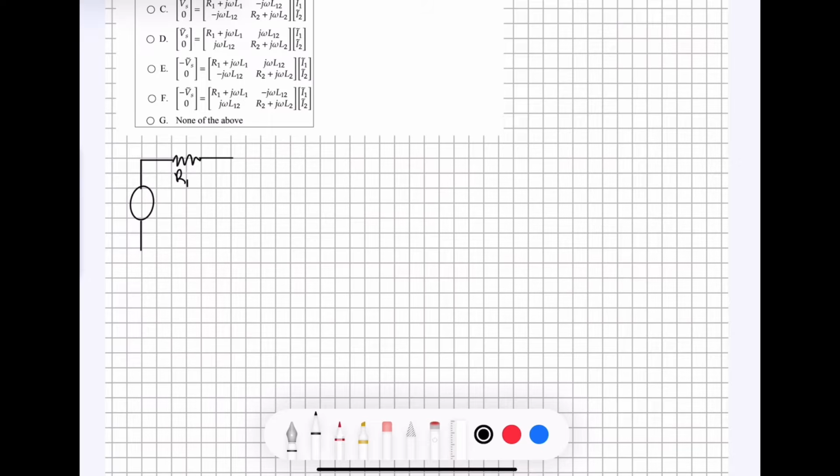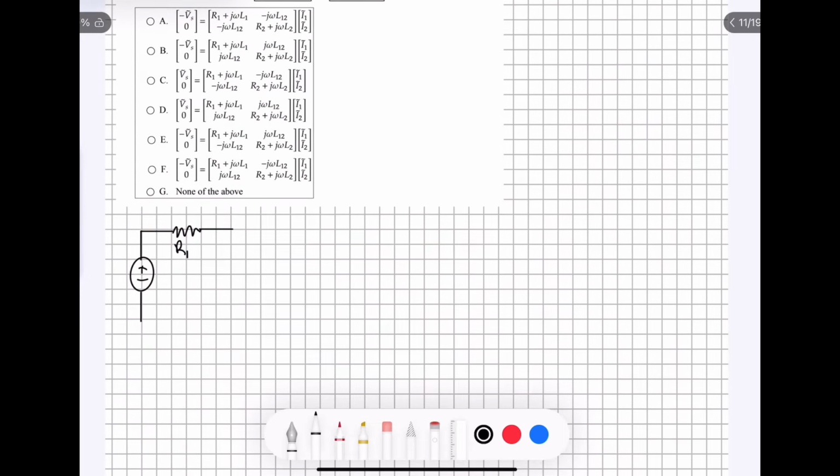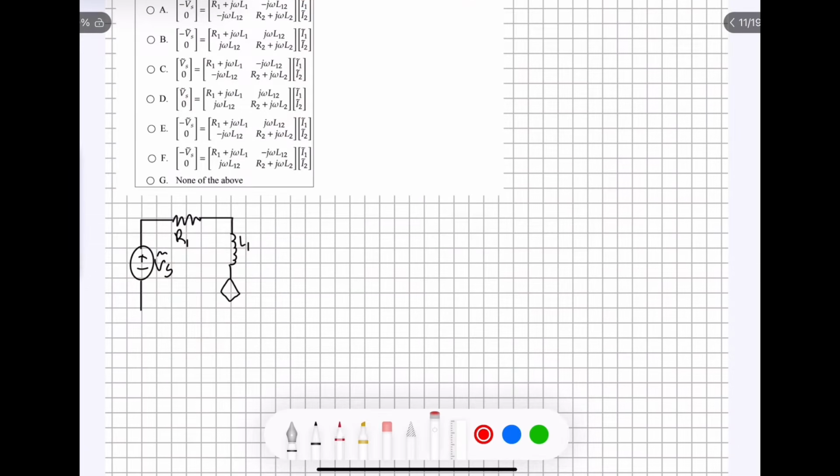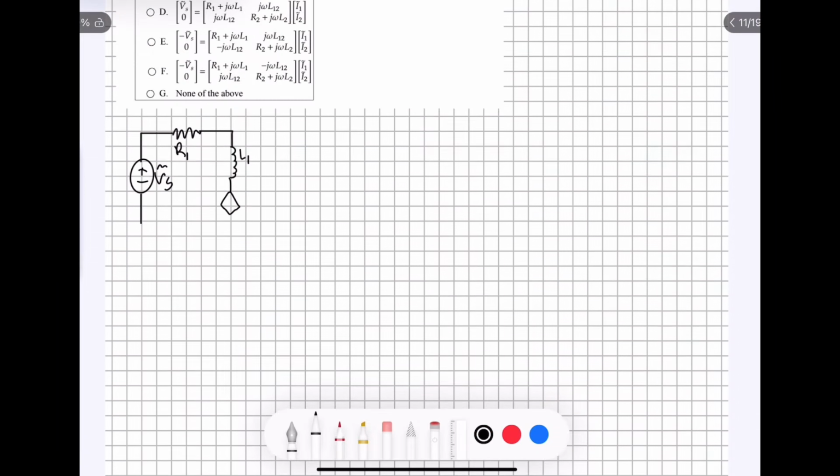This is R1 right here. This is, I believe, a voltage source with V tilde S. Our first inductor goes right here, that's L1. And then we're also going to draw a dependent voltage source right here. And remember, because the dot was on the bottom, this dependent voltage source is going to look like this with the plus sign on the bottom, indicating the direction of the voltage source.